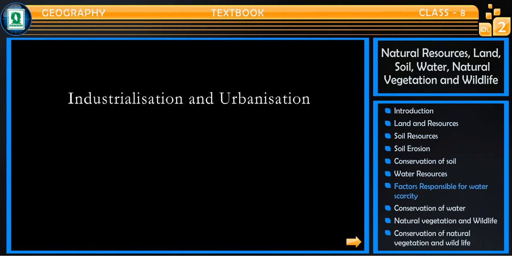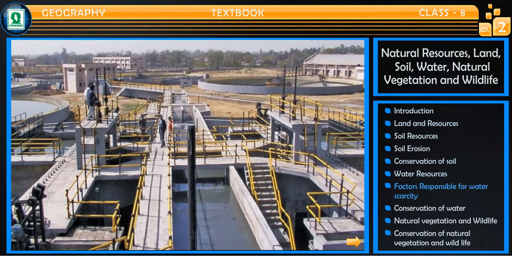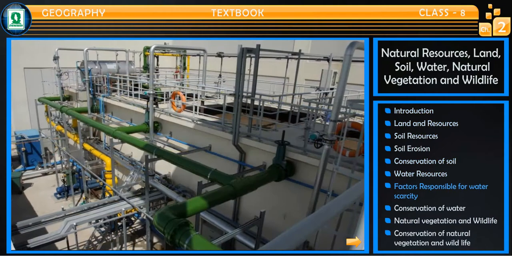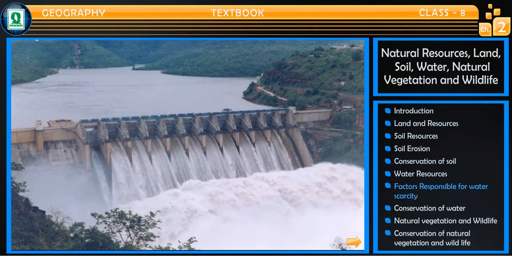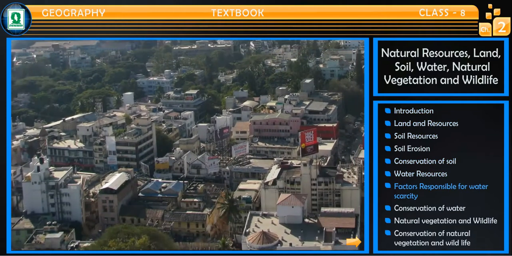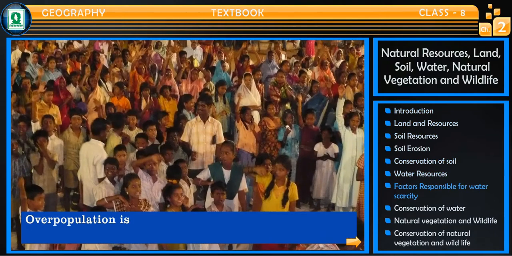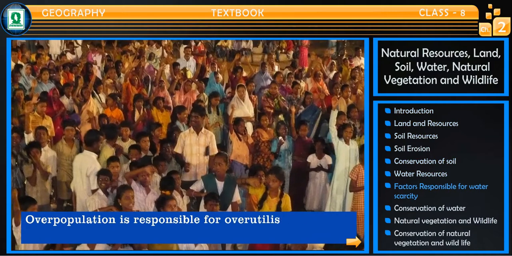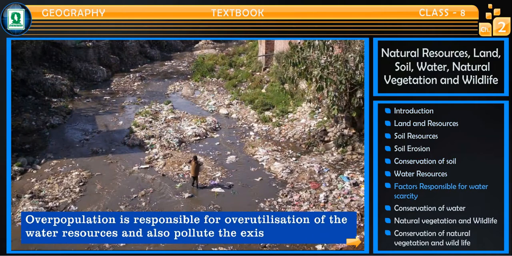Industrialization and urbanization. Industries, apart from heavy users of water, also require power to run them. Much of the energy comes from hydroelectric power. Most of the cities are overpopulated. Overpopulation is responsible for overutilization of water resources and also pollutes the existing resources.